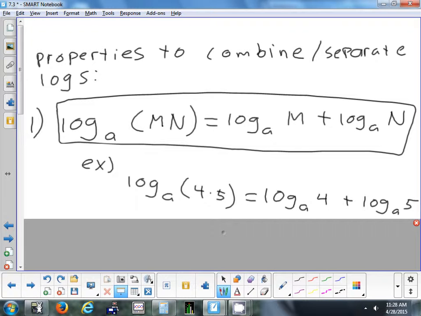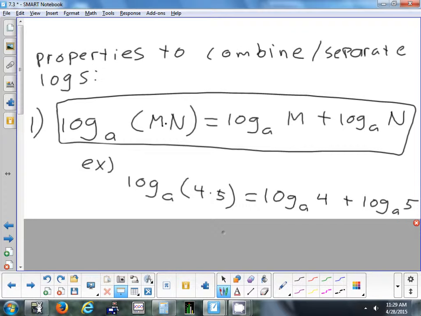When you have a product, like m times n, it splits apart as a sum. So a product splits apart as a sum. You're going to have a log in each part. The base is going to match what the base was originally. Your first argument comes from your first factor, m. Your second argument comes from the second factor, n.